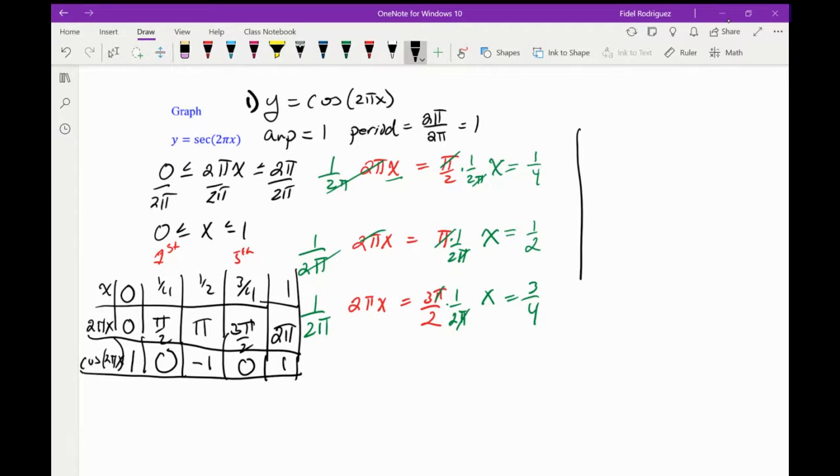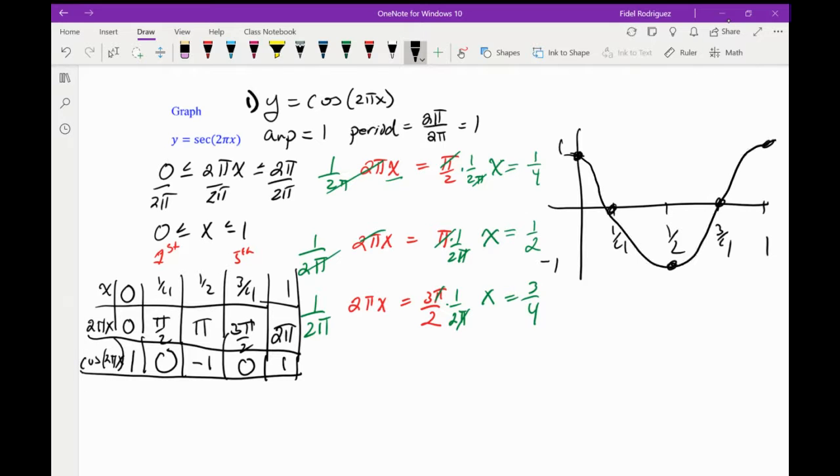Let's do it like this. One-fourth, 1/2, 3/4, and 1. We're going between 1 and negative 1. So like this, like this, like this, and like this. They're my vertical asymptotes. And then we'll go with green. I will sketch my graph. And you got it done.